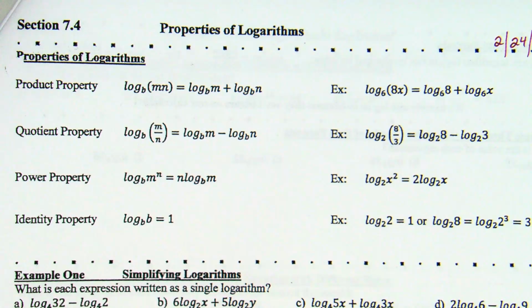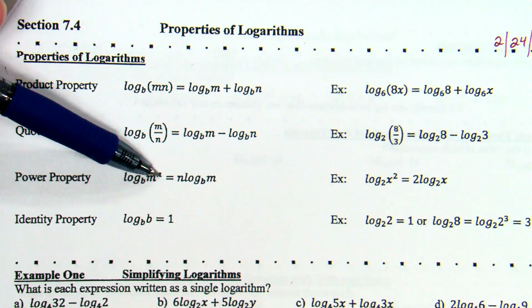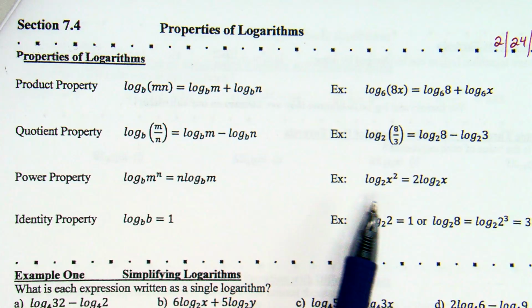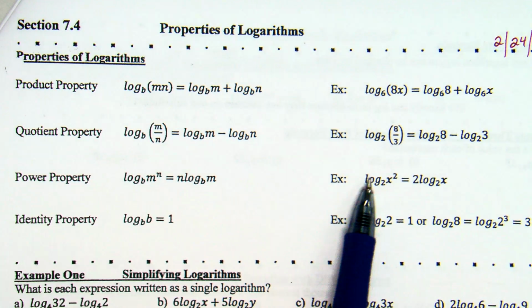We have a power property. A power property, of course, refers to the power. And the idea here is if you have an exponent on your log, that exponent can be moved out front, like here, to be the coefficient. So if it's log base b of m to the n, we have the option to move that n out front and make it n times log base b of m. For example, right here, log base 2 of x squared can be rewritten by moving that power of 2 out front to become 2 times log base 2 of x.